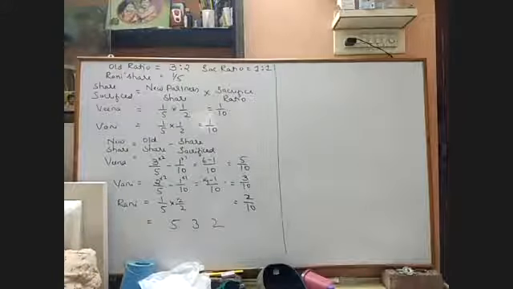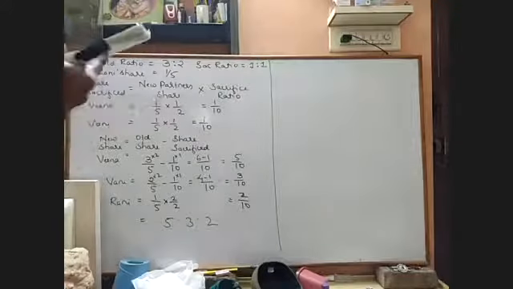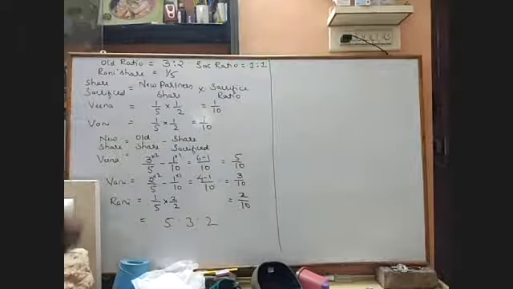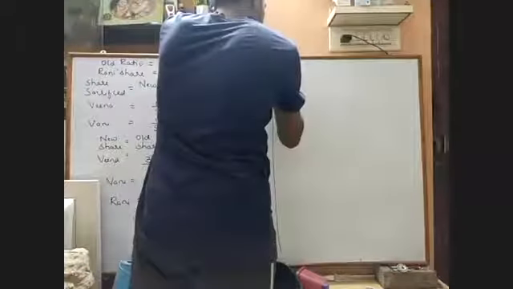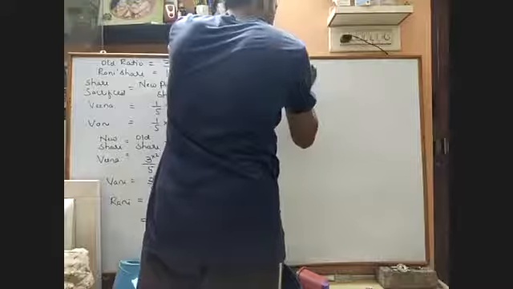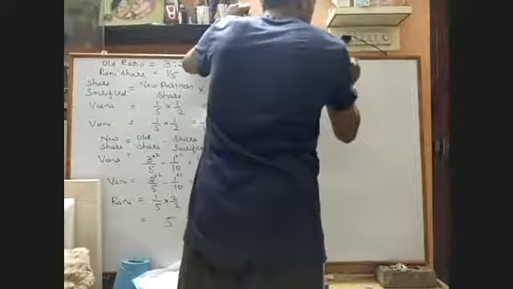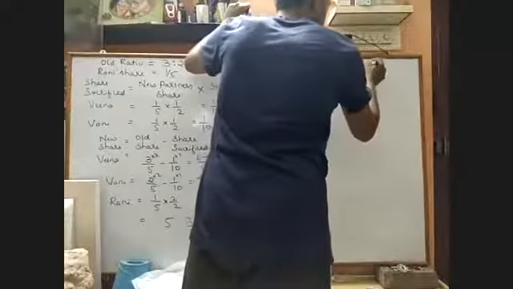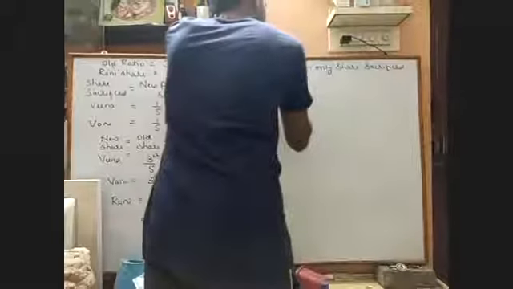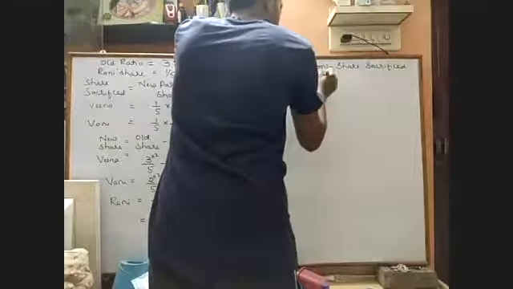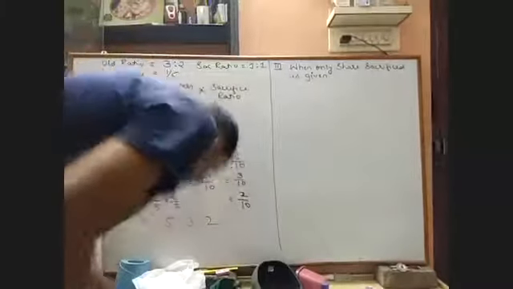Now, next is number 5. Before we go to number 5, put heading: case 3. When only share sacrificed is given.